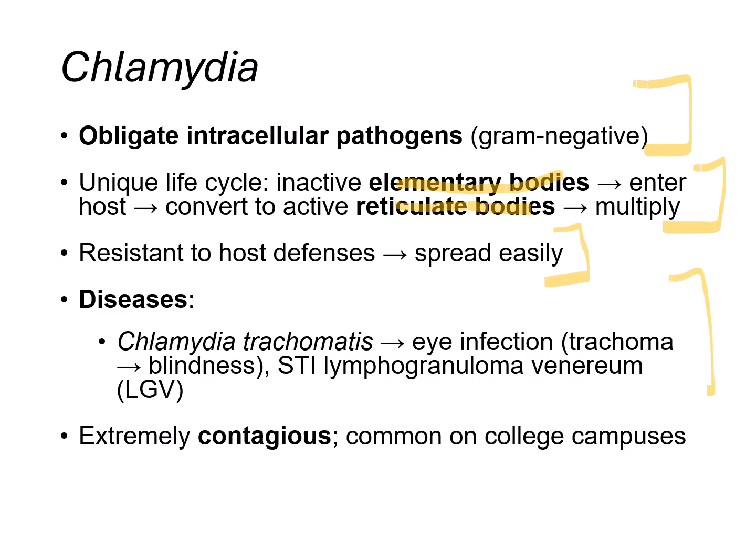In terms of disease, Chlamydia trachomatis causes trachoma, which is a leading cause of blindness. It also causes the sexually transmitted infection LGV, or lymphogranuloma venereum. And in LGV, you see signs like genital blisters or swollen, painful lymph nodes in your groin, pelvis, or rectum. These infections spread very easily, so they're contagious, and this is why they're very common on college campuses.